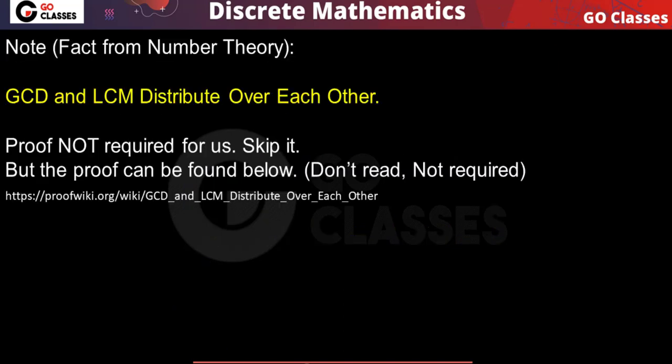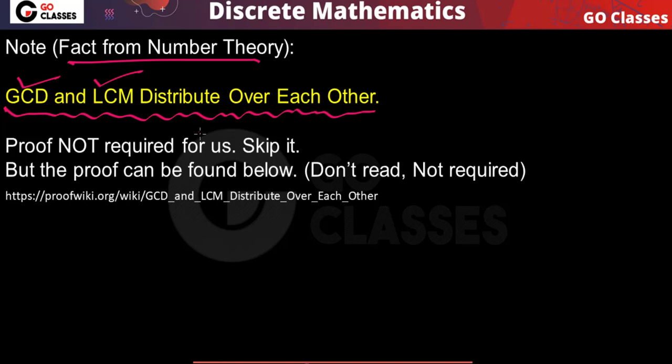Why? Because in number theory, this is a fact. Don't worry about the proof, because proof is not required for us. This is a fact from number theory, that GCD and LCM distribute over each other. You can skip the proof because this is not a part of discrete mathematics. This is basically part of number theory, so we don't worry about it. But this statement is very important for us: GCD and LCM distribute over each other.